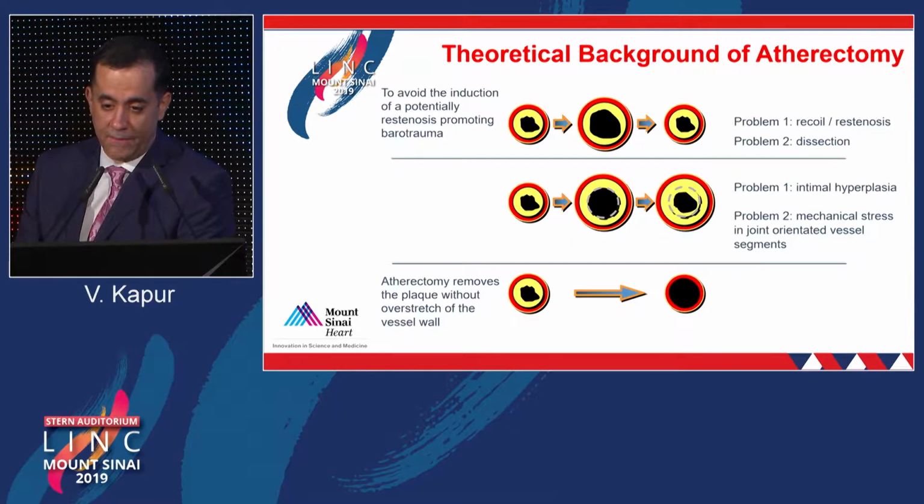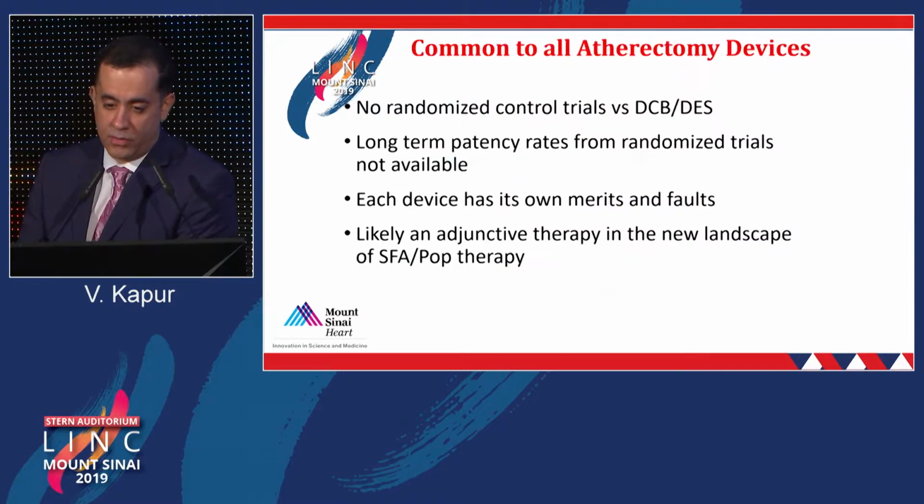technology which we're using. The background behind using atherectomy is essentially to avoid the induction of potential restenosis. The problem is you have recoil, restenosis, and dissection. So what atherectomy tries to do is what we call plaque modification. It removes the plaque without overstretching the vessel wall. If you have a lot of calcified lesions, a lot of fibrotic lesions where we're not able to achieve good results with PTA, that's where atherectomy adds an advantage.